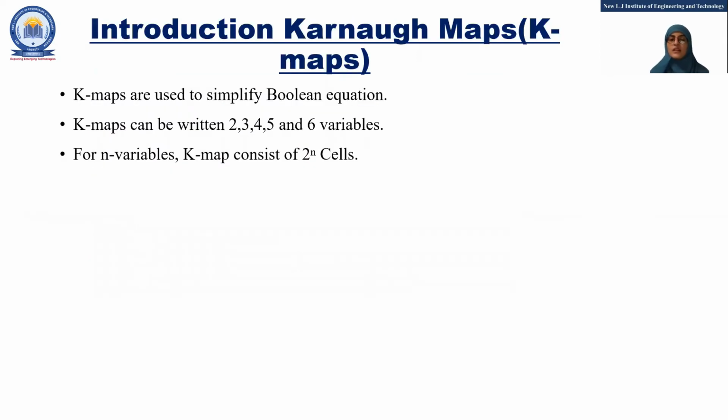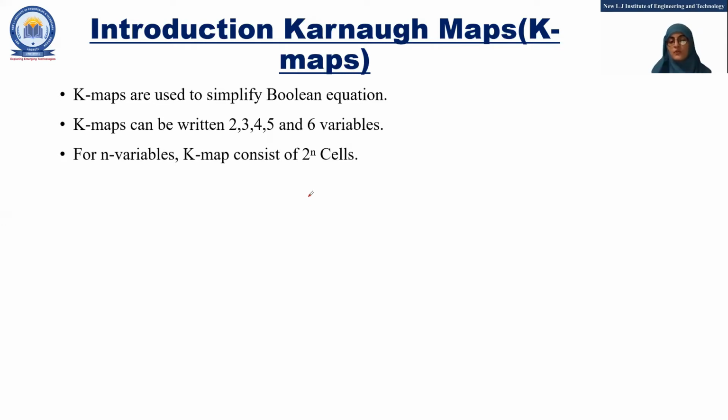So what are K-maps? K-maps are used to simplify Boolean expressions. Why do we use K-maps? Because in Boolean algebra, it becomes a very tedious task to simplify long terms or a combination of more terms. So we use K-maps to simplify the Boolean equation. A K-map can be written for 2, 3, 4, 5 and 6 variables. For n variables, a K-map consists of 2 raised to n cells.